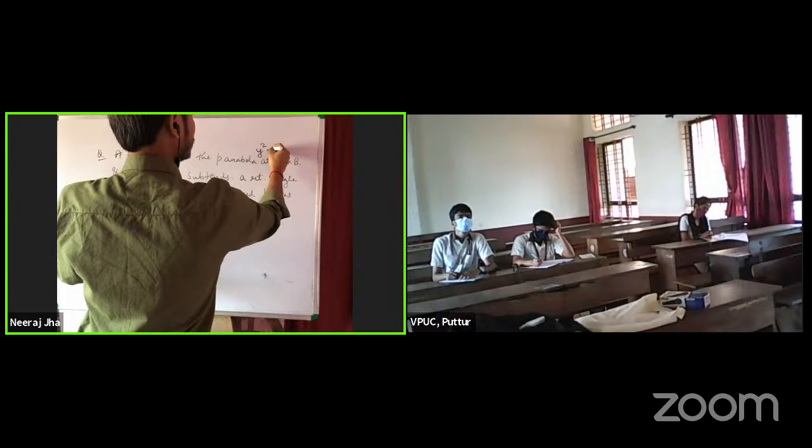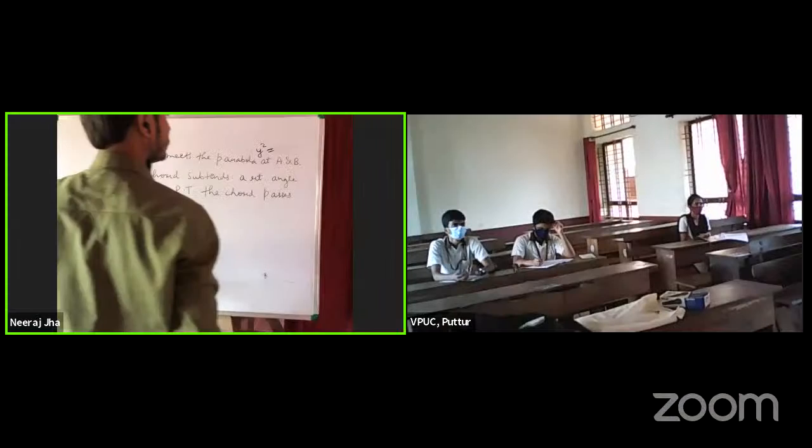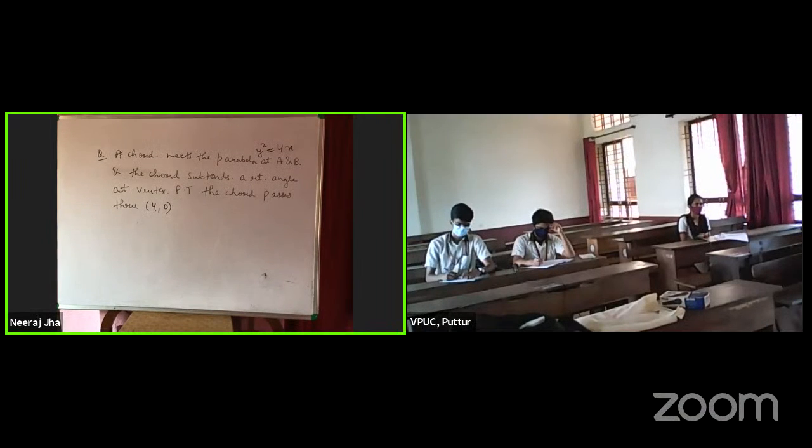Y square is equal to 4x. This is the parabola, y square is equal to 4x. अच्छा, ठीक है. This is the parabola and this is the question. A chord meets the parabola at A and B, and the chord subtends a right angle at the vertex. Prove that the chord passes through 4 comma 0.